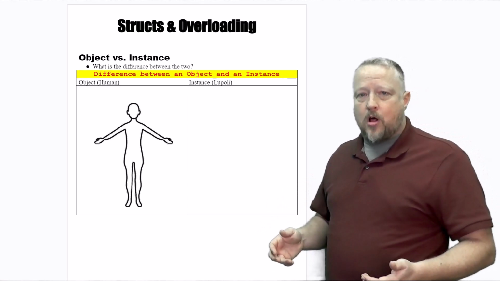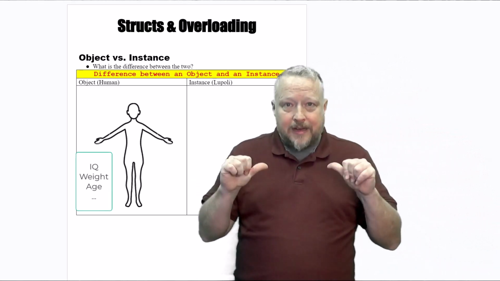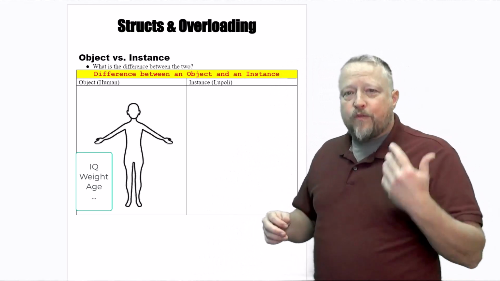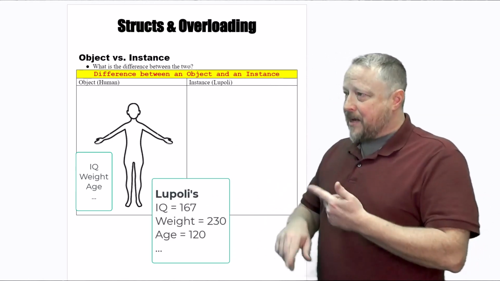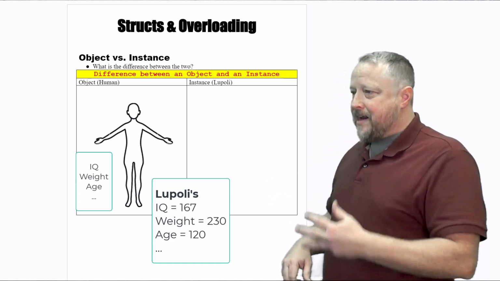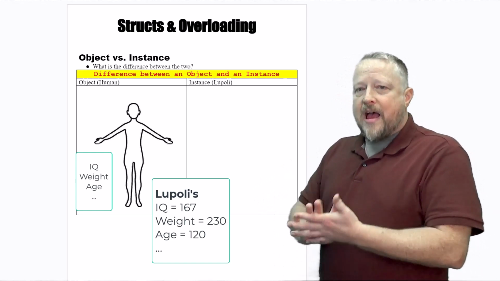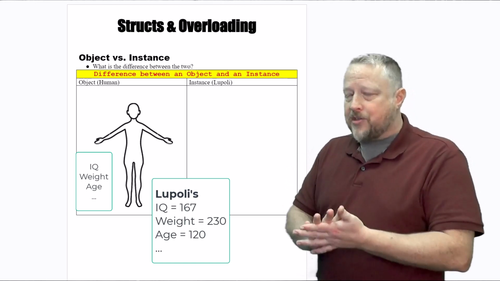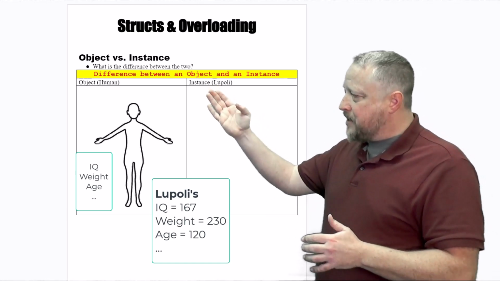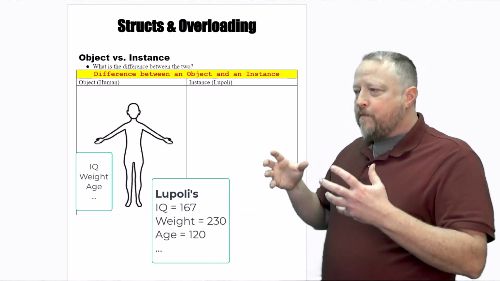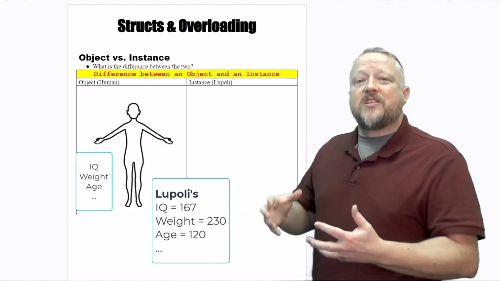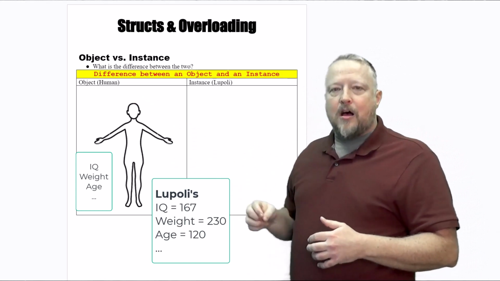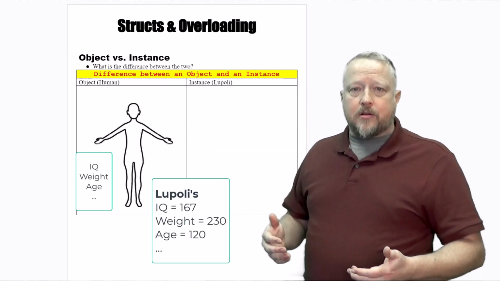So you see a block coming up there with human. All humans are going to have some features that are shared between all of them. Whereas me, being the instance on the other half, I have certain features from that human. I have an IQ, I have a weight, I have an age, I have all these values that are unique to my particular instance. So know the difference. An instance is going to be a specific value or a specific set of values to create an object of that human in this particular case.